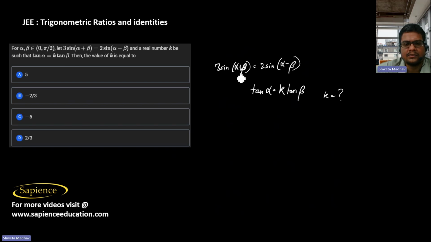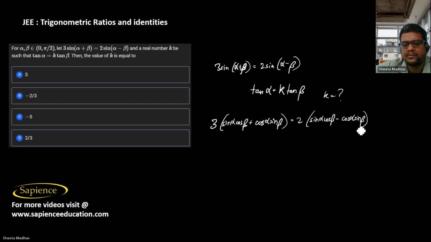So now we know that sine a plus b is sine a cos b plus cos a sine b, and sine a minus b is sine a cos b minus cos a sine b. So this I can write as 3 into sine alpha cos beta plus cos alpha sine beta is equal to 2 into sine alpha cos beta minus cos alpha sine beta. So 3 sine alpha cos beta plus 3 cos alpha sine beta is equal to 2 sine alpha cos beta minus 2 cos alpha sine beta.